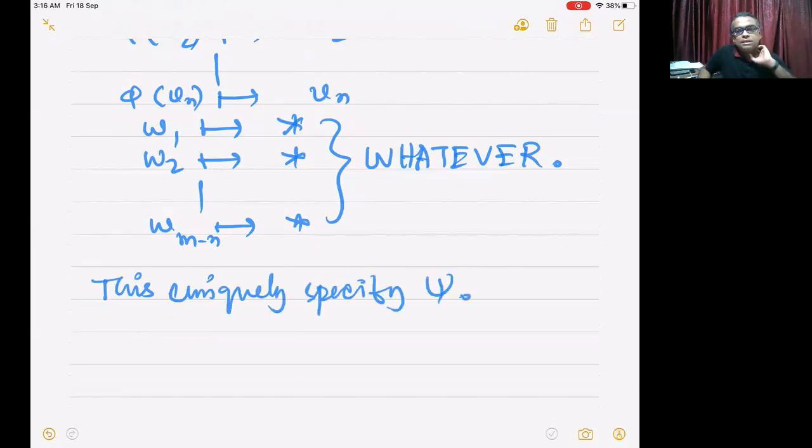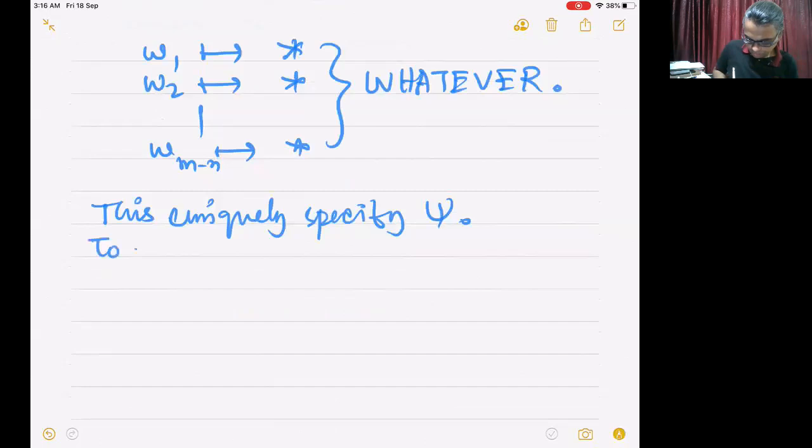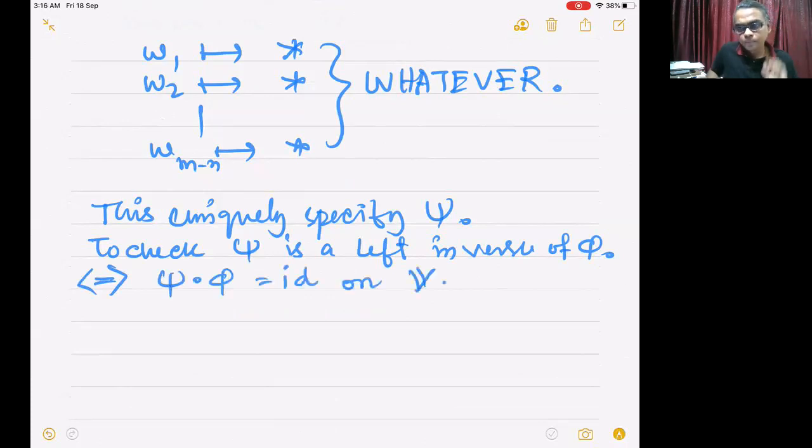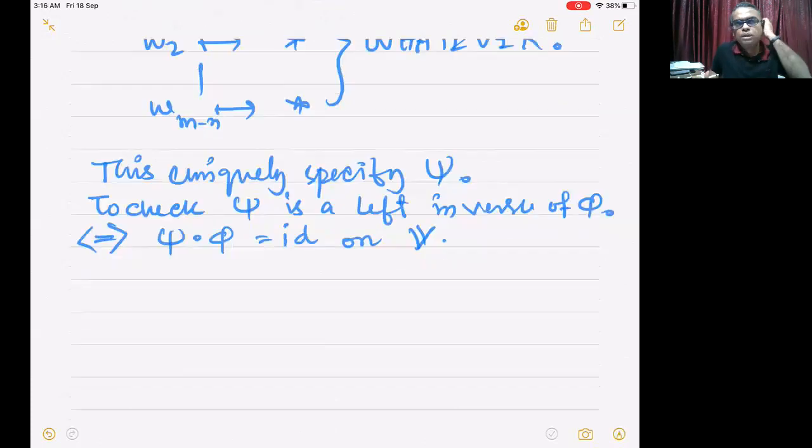Now the claim is that this psi is a left inverse. Why? Let's check. To check, psi is a left inverse of phi if and only if psi composed with phi is equal to identity on V. Because I want this to be identity on V, every vector in V must be mapped to itself by this composition of psi and phi. But see, this is also a linear map. Composition of two linear maps is a linear map.